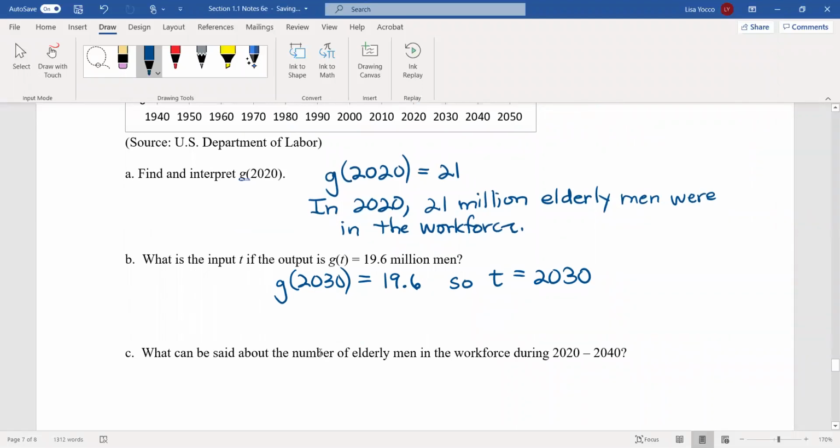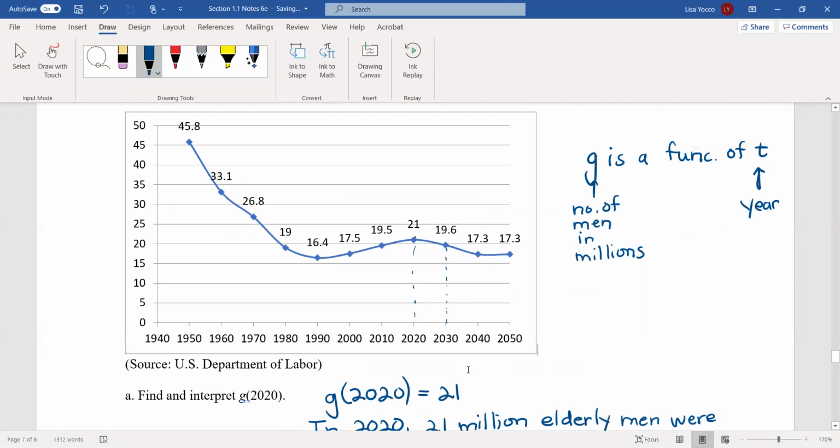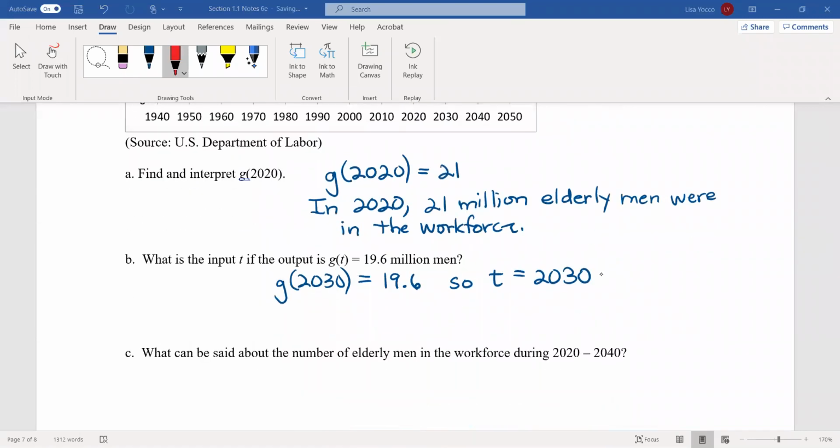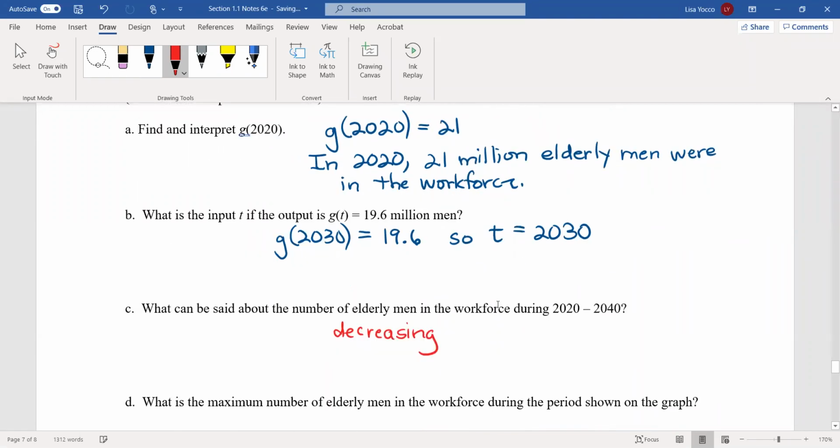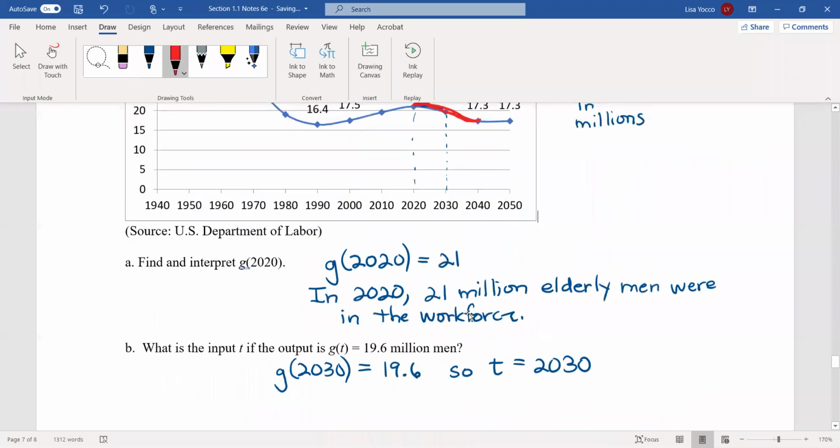What can be said about the number of elderly men in the workforce during 2020 to 2040? Right here, this little piece of the graph, changed to red. What can you say about that, just generally speaking? Maybe that it's decreasing. That's all I'm looking for there. Decreasing. Okay.